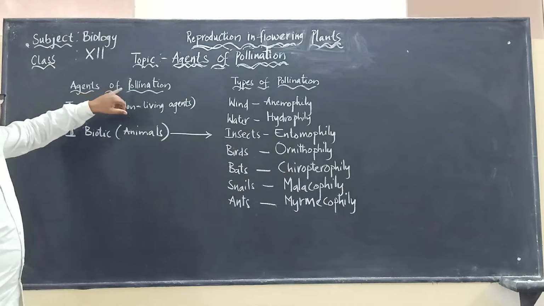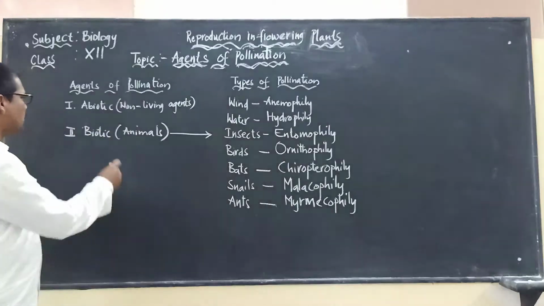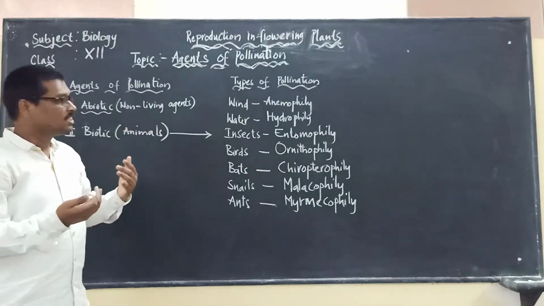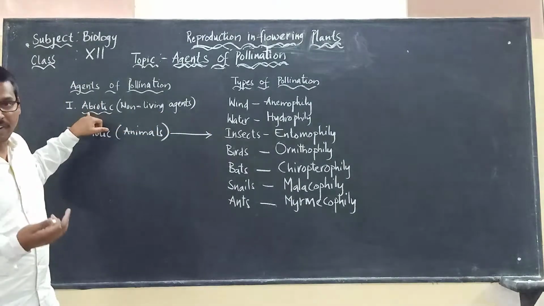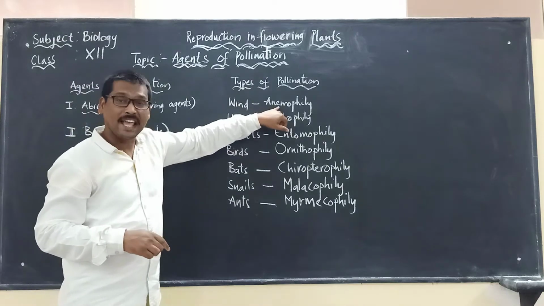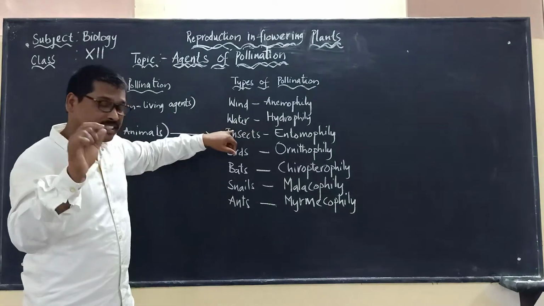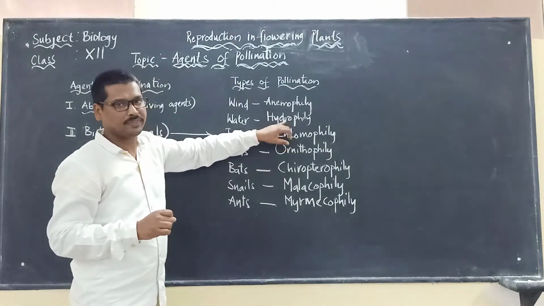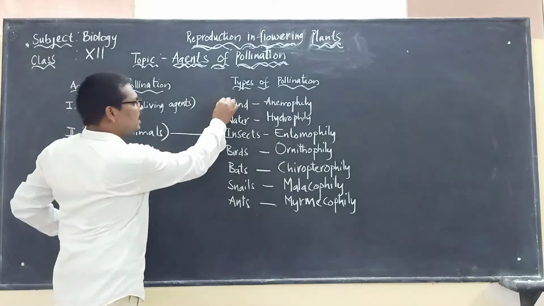We know that the agents of pollination are of two types. We can broadly classify them into two types. The first type is called abiotic. Abiotic means what? Non-living agents. The agents which are non-living, like wind and water, are called abiotic. If the wind is involved in pollination, it is called anemophily. If the pollination is carried out by water, it is called hydrophily. So pollination can be carried out by non-living things like wind and water.